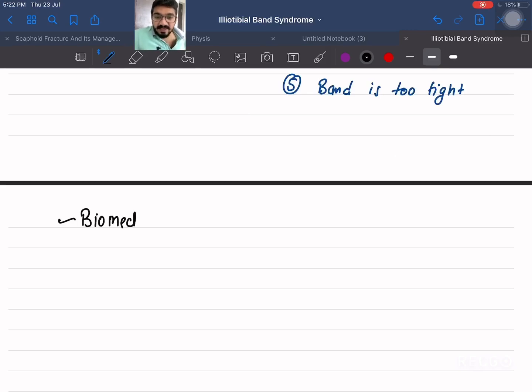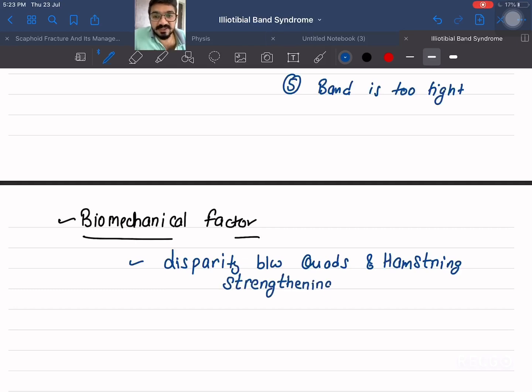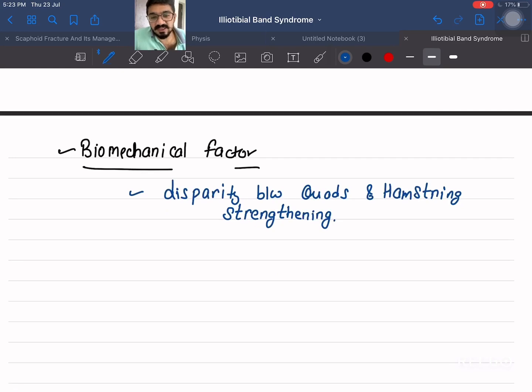There are biomechanical factors also. One is the disparity between quadriceps and hamstring muscle strengthening. If one is not doing the strengthening well, then he can suffer from this. And while doing heel strike, if there is an increase in the angle of knee flexion, that is also a factor for iliotibial band friction syndrome.